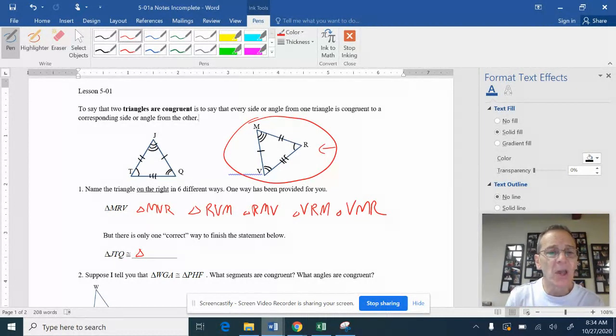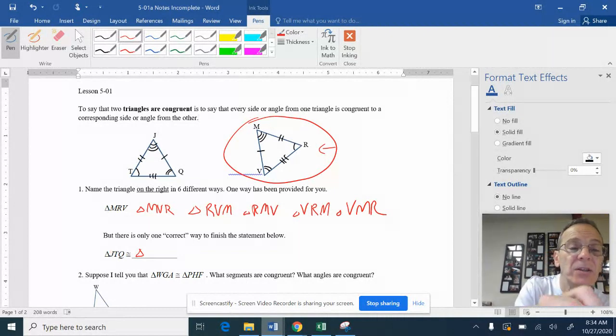So here's a clue. The letters have to match up. The order of the letters matters. So triangle JTQ. Take a look at angle J or point J in this triangle. That angle's got a triple arc mark in it. Where's the angle that's got a triple arc mark in this triangle over here? It's the M. So this triangle name must start with an M.